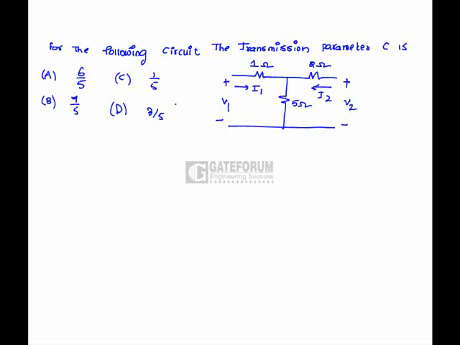In the following circuit, the transmission parameter C is nothing but I1 by V2 with I2 equals 0, meaning the output port must be in open circuit mode in order to calculate the parameter C. So V2 is nothing but 5 into I1. I1 by V2 is nothing but C, which is 1 by 5. Hence option C is correct.